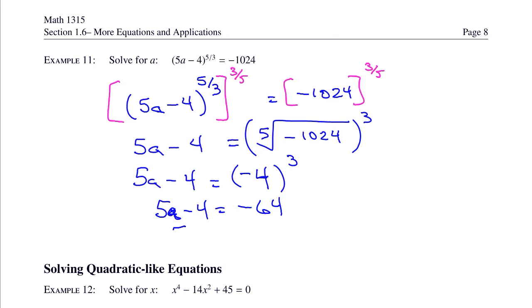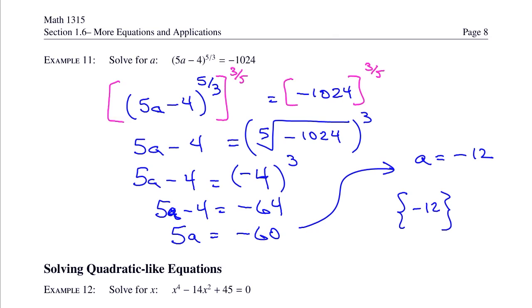Move the 4 over, you get 5a is equal to negative 60. And a little bit out of space here, so I'll write it over here. Divide both sides by 5, you get a is equal to negative 12. And that's the solution. We don't have to worry about the plus or minus because we didn't have an even power.